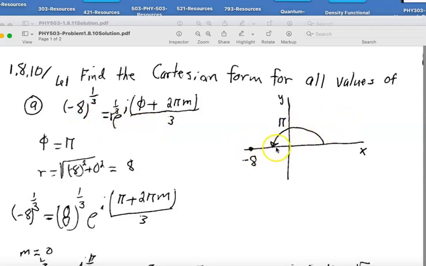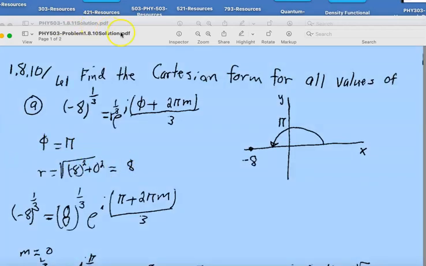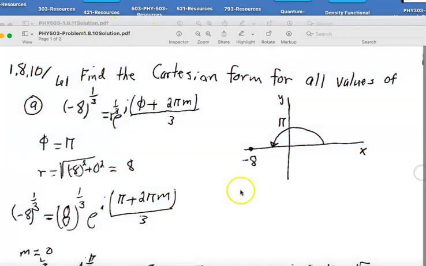I drew this figure so I could see it. Negative 8 would be somewhere on the x-axis in the negative range here. And therefore, in this polar form, the angle phi has to be equal to pi. And I can go on and calculate the modulus, which is the square root of negative 8 squared plus 0 squared, which is equal to r. And so r equals 8 in this case.